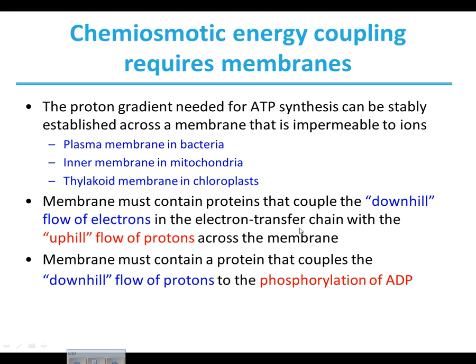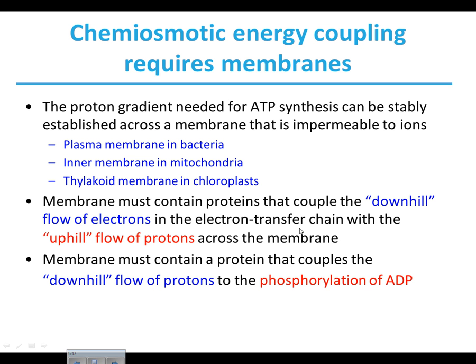What we're going to see is a coupling of the downhill flow of electrons. Downhill means that this is going to be a process that is spontaneous. It has a negative delta G. It's a reaction that we want to happen. The initial reaction we will see is the transfer of an electron from NADH to some other electron acceptor. That's going to be a downhill process, a naturally occurring process.